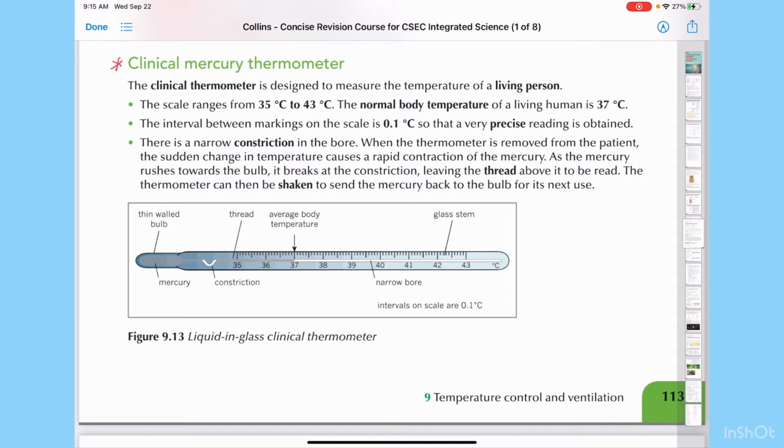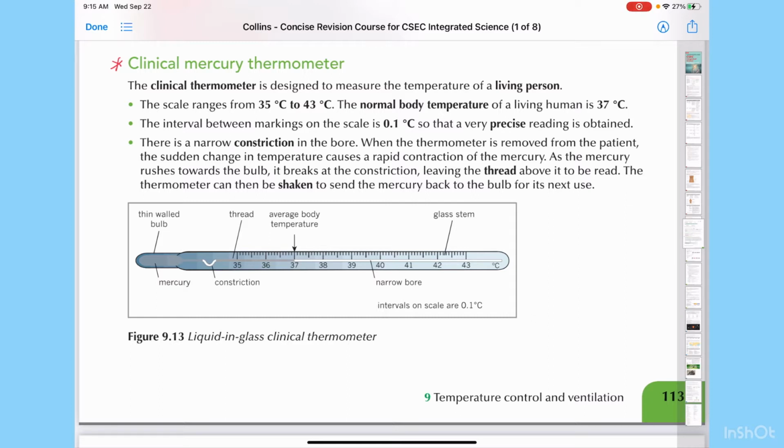So we would have looked at the laboratory thermometer, and for homework, I asked you all to go through the clinical mercury thermometer, the minimum and maximum thermometer, as well as digital thermometers. So I'll go through it briefly just to point out some of the things that you need to take note of, and then we are going on to evaporation.